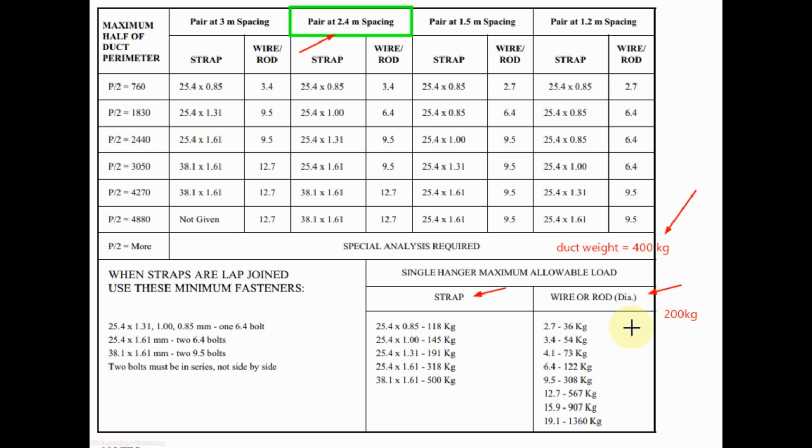Then from here we will select the rod diameter for 200 kg. You can see up to 122 kg you can use 6.4 millimeter rod, and up to 308 kg you can use 9.5 millimeter rod. So we will select the rod diameter 9.5. Similarly, if you need to use the strap, so for 200 kg we will select this weight 318. So you can use a strap of size 25.4 millimeter with a thickness 1.61 millimeter.